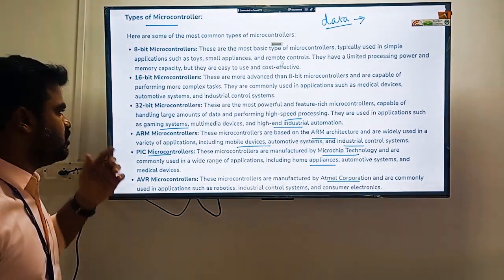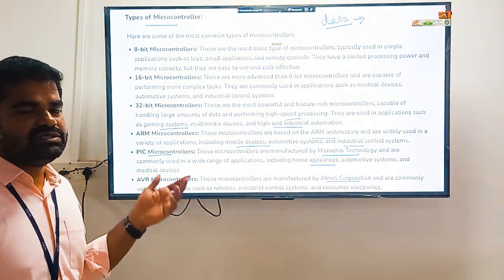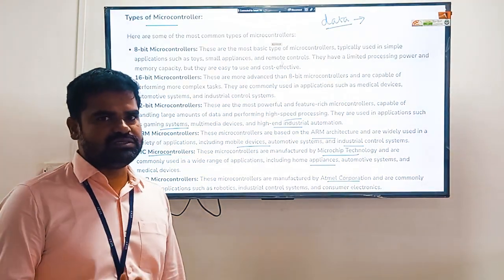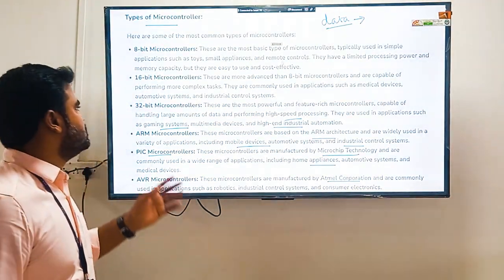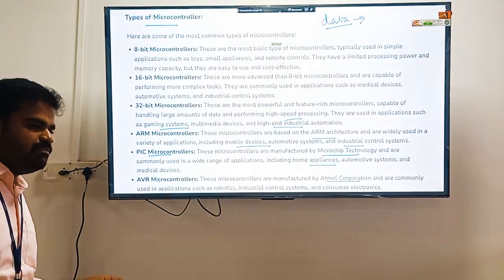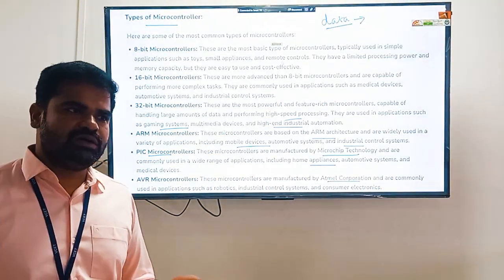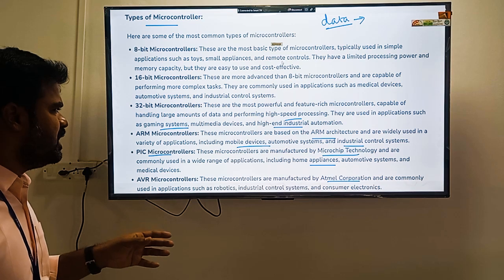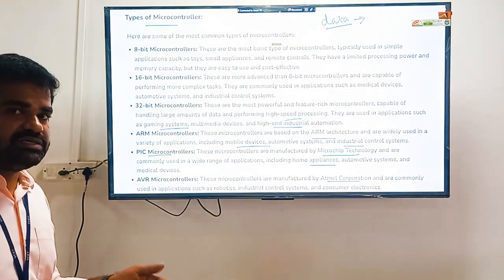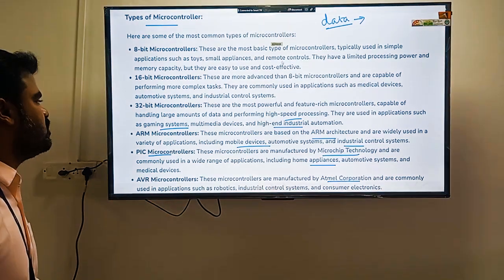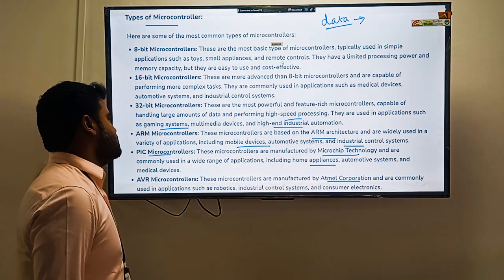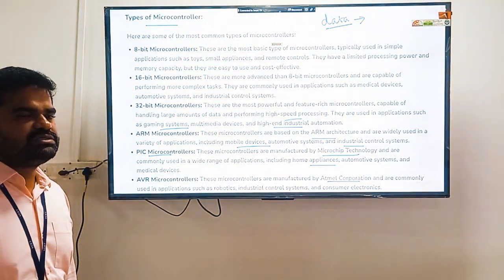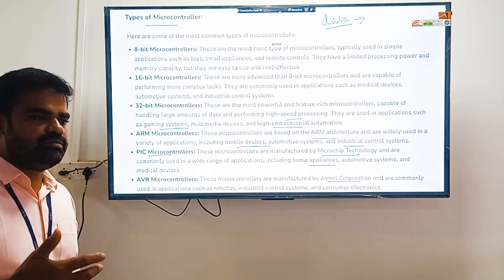Next one is the 32-bit microcontroller, which is more powerful than both the 8-bit and 16-bit controllers, and it will be used in the gaming industry, high-speed industries, automatic GPS and all. And next one is ARM based. Nowadays ARM based chips are used in the production of mobile chips and all. ARM based microcontrollers are higher end devices, which perform various high operations. And PIC is from Microchip Technology. It is an advanced one, and it uses advanced microchip technologies for fast processing purposes.